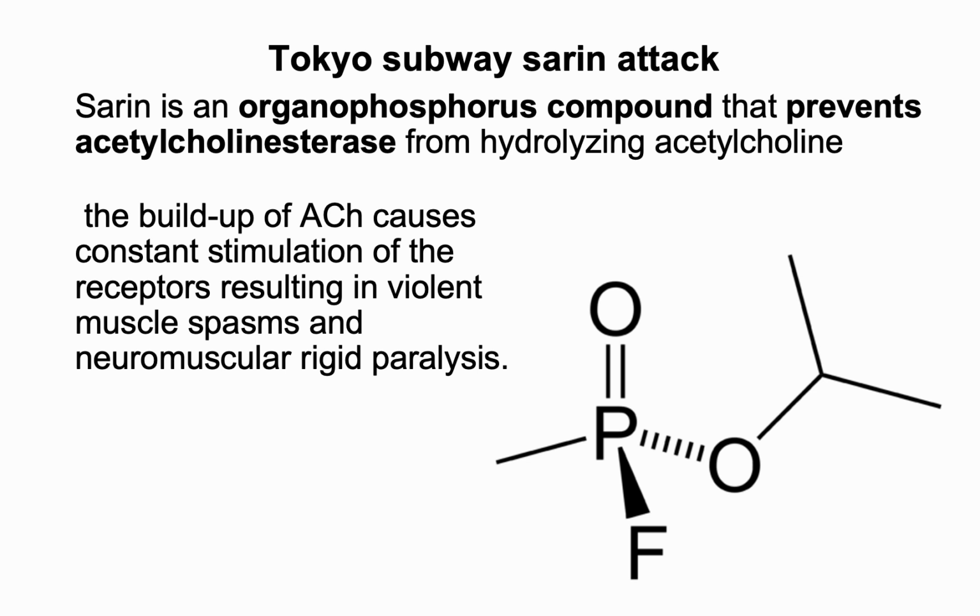And the way that this is fatal is by making the individual unable to breathe. They're unable to rhythmically contract and relax their diaphragm in order to respire. And this certainly was the case for those 13 victims of this attack in the Tokyo subway system in the mid-90s. So this is an example of the second way that neurotransmitters are removed from the synaptic cleft, right? Enzymatic degradation.